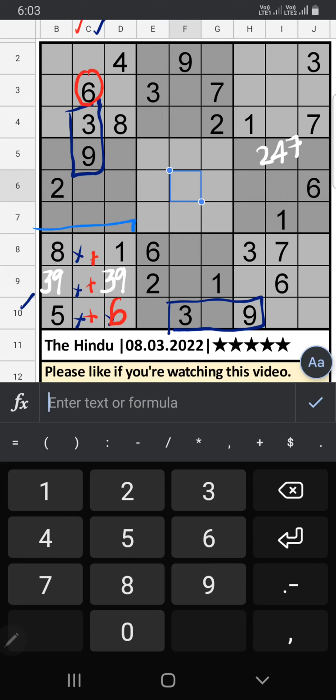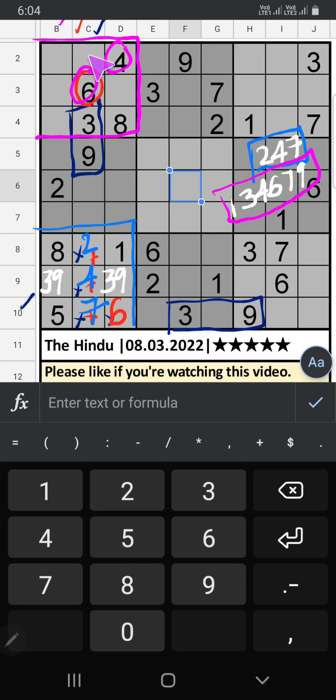7th grid, 3 numbers are remaining: 2, 4, 7. These 3 numbers will come in one of the cells. We will confirm later. Column B, 6 numbers are remaining: 1, 3, 4, 6, 7, 9. First grid, we have 6 and 4. So 6 and 4 can't come in these cells. It will come in any one of the cells. We will confirm later.